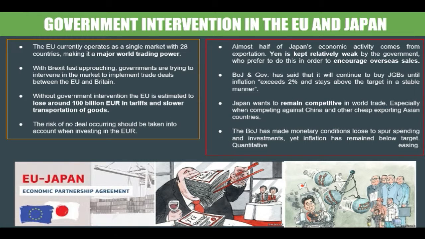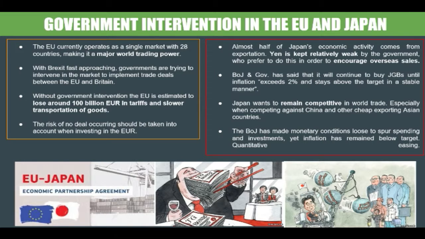The EU currently operates as a single market with 28 countries, making it a world trading power. This number is expected to drop to 27 soon as Britain prepares to leave the EU. The main issue facing the EU now is Brexit, with both governments currently trying to make trade deals. Without a trade deal put in place between the economies, trade would stagnate significantly due to the introduction of large tariffs. According to Parrington, this would hit Britain the hardest, but is expected to cost the EU around 100 billion euros. Hence, government intervention is necessary in the EU to maintain current levels of economic growth.